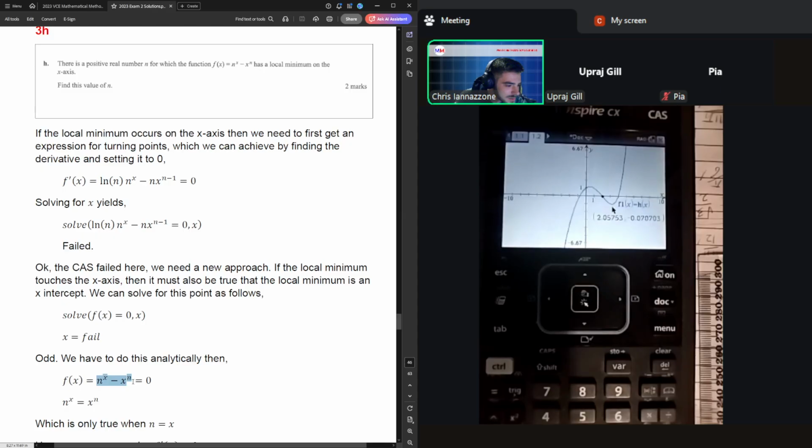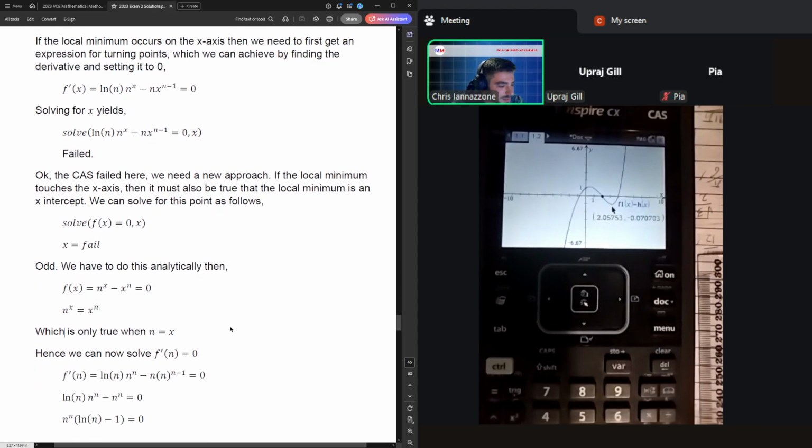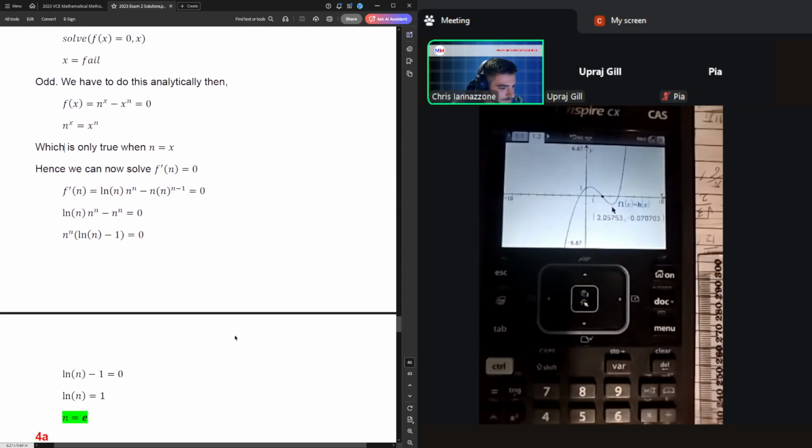If you have n to the power of x minus x to the power of n, and you just flip the terms, you can see there's an easy solution there, which is that if n is x, then this is a solved equation. And so that gives you a way to essentially remove one of those variables. And it turns out that was enough to now make the CAS start playing nice.